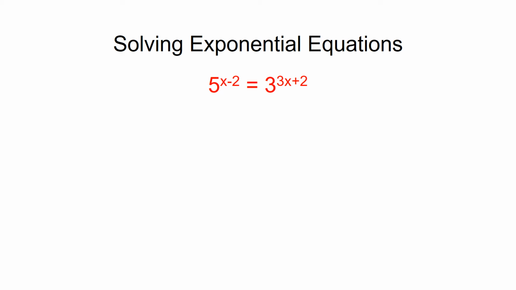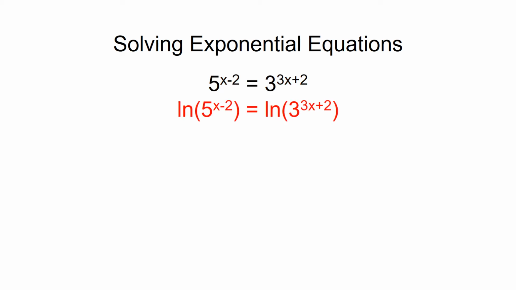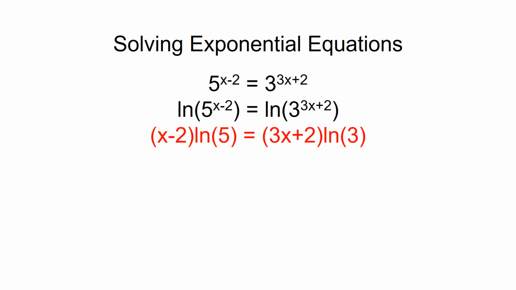Now let's look at another exponential equation. Here we have 5 raised to the x minus 2 is equal to 3 raised to the 3x plus 2. Again, we can take the natural log of both sides. When we do this, we now have the original equation on each side becomes the argument of the natural log. And the exponent in each case can be pulled out of the natural log and put in front as a coefficient.